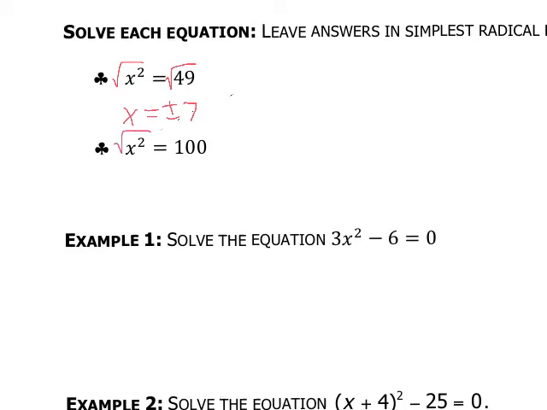I take the square root of both sides. The square root of x squared would just be x. And the square root of 100 is? Plus or minus 10, because it could be positive 10 or negative 10.